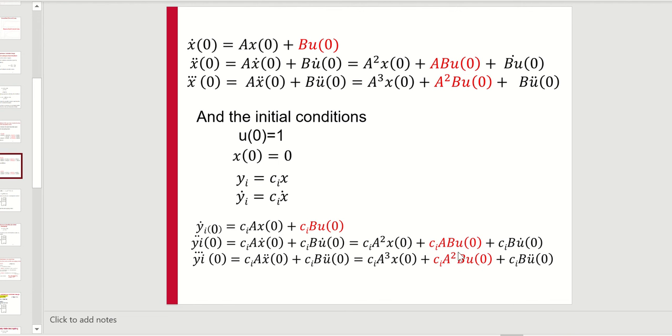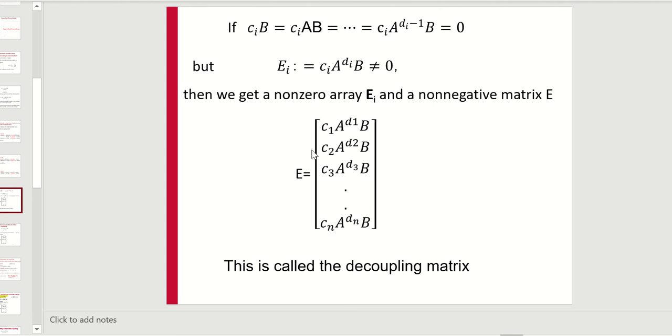So the first non-zero term sets this number here. Let's say that was 0 and that was 0, and this one wasn't, then the D would be 2. Or say this was not 0, then the D would be 0. If this was 0 but this wasn't, then D would be 1. So that's how we can work out those things for the individual channels. And that gives us this matrix called E, which is called the decoupling matrix.